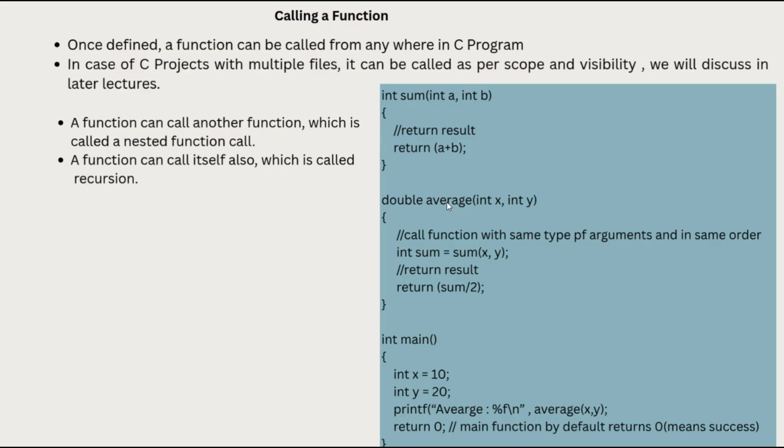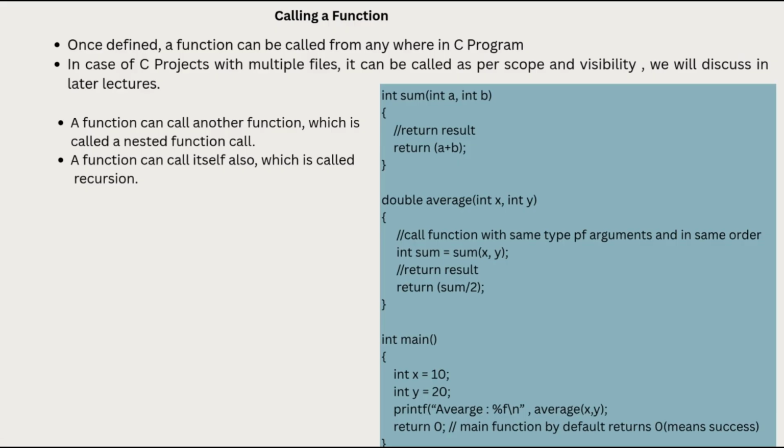Let's say the average function calls some function. This is called nested functions. So one function is calling another function, and also the same function can call itself. This is called recursion, meaning you can call a function and inside that you can call the same function with different parameters or the same parameters. So this is called recursion.